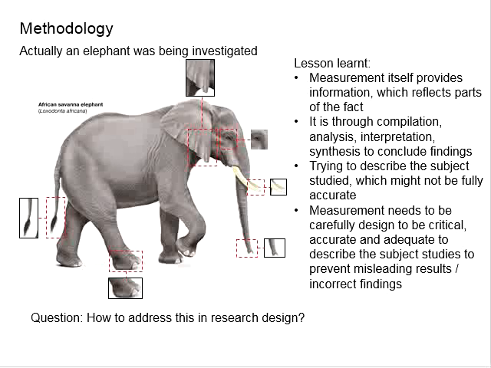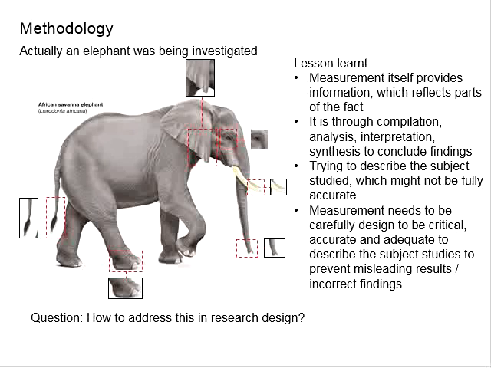In the previous videos, we mentioned the limitations of a research design, which we know that a typical research study will have measurement involved. However, this measurement itself only provides information which reflects parts of the facts. It is up to us to interpret and synthesize based on what we have known from the literature in order to conclude findings. And this finding that you have acquired may not be fully accurate.